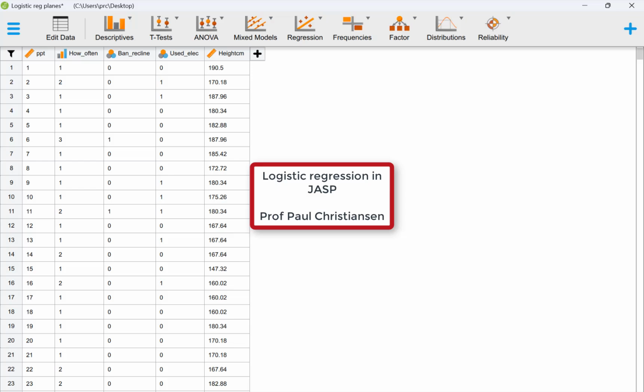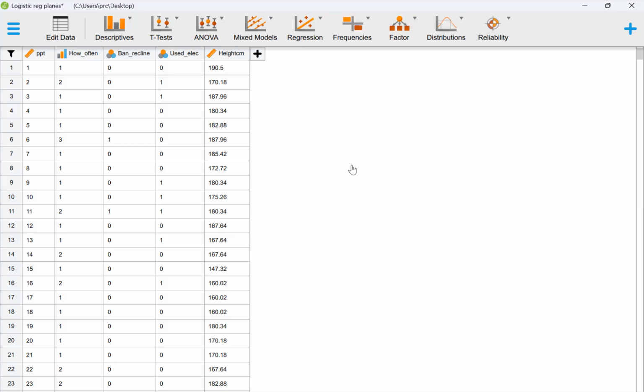In this video, I'm going to show how you can do a logistic regression in JASP. This is the data we're going to be looking at, and you can find this in the link below the video. What we want to predict is whether people think that reclining seats on planes should be banned.